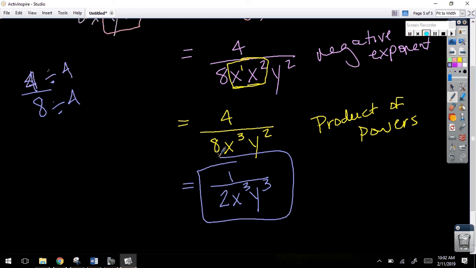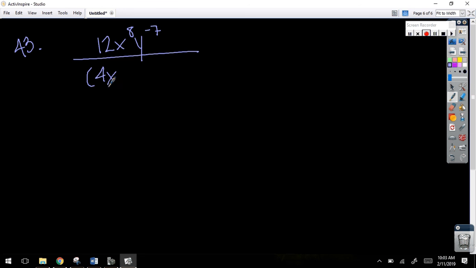Uno más. Let's do a hard one. Write this one down because it still must be included in your homework. This is number 43 from your homework, and this is the hardest one on your homework, in my opinion. And we're going to do it together, just because there are so many properties worked into this problem.